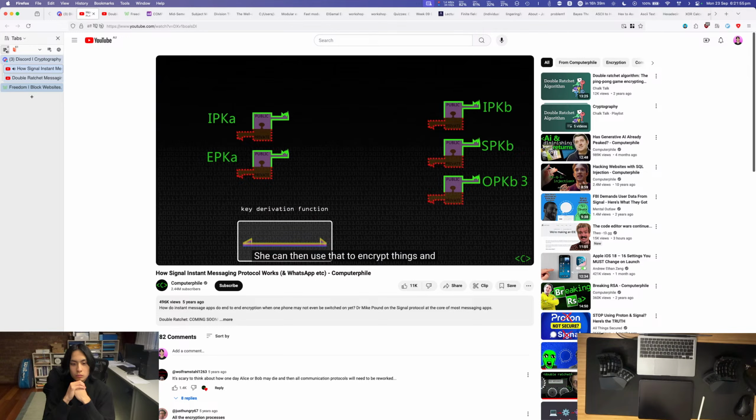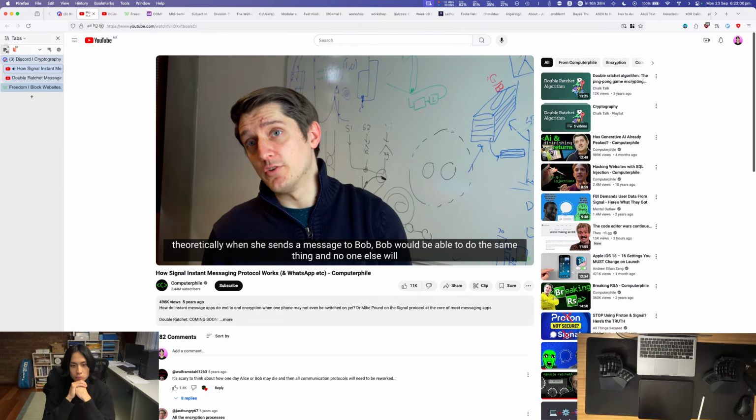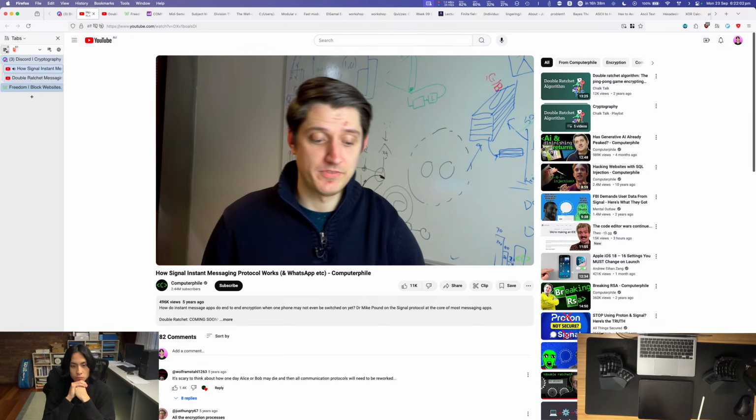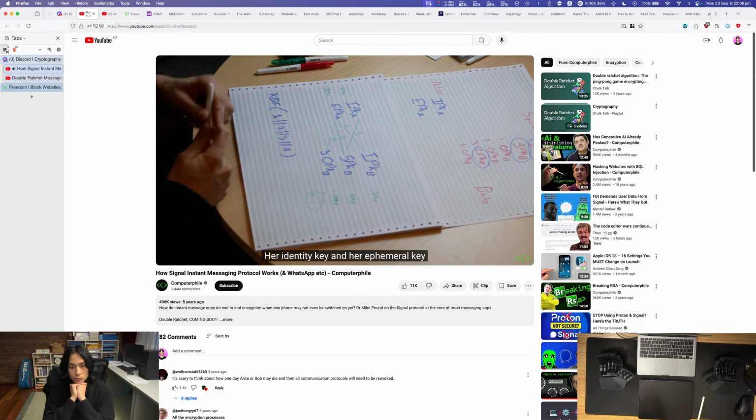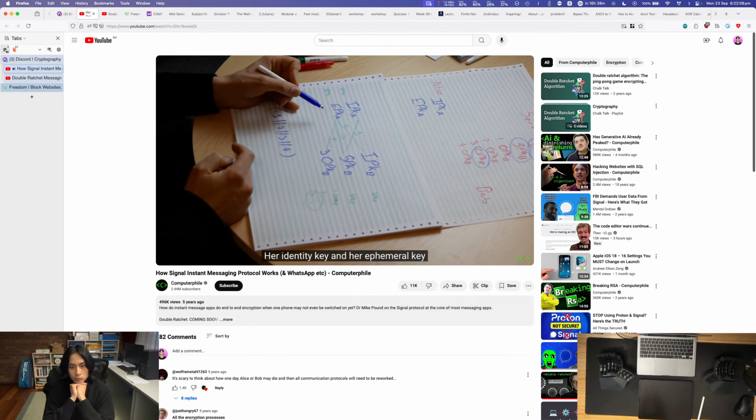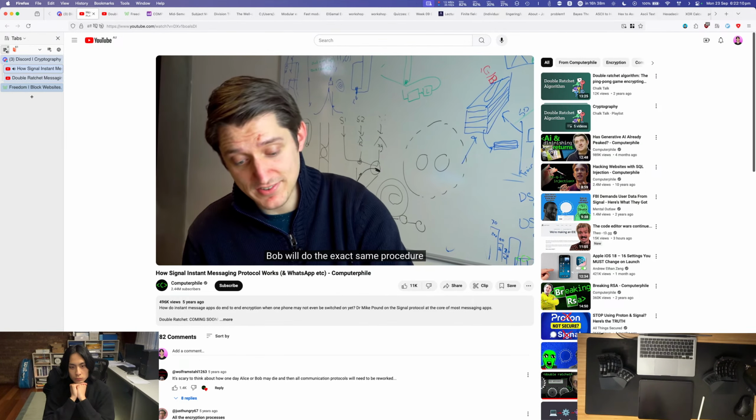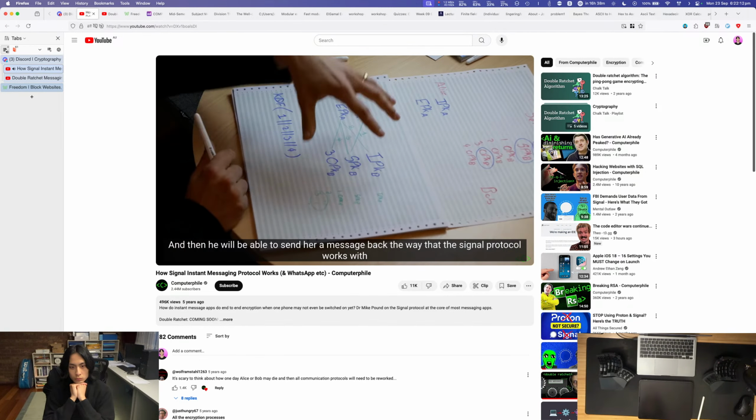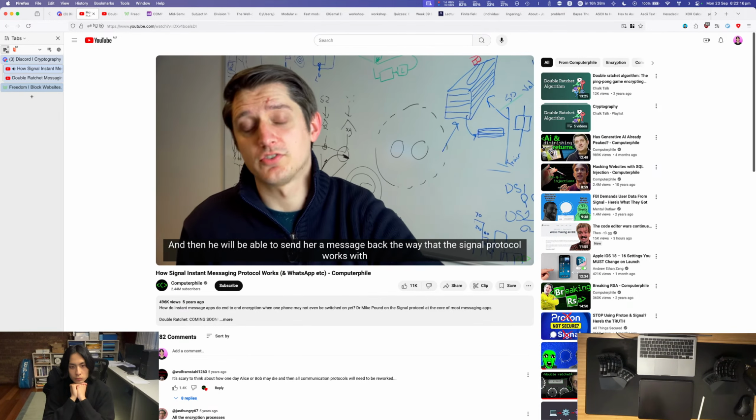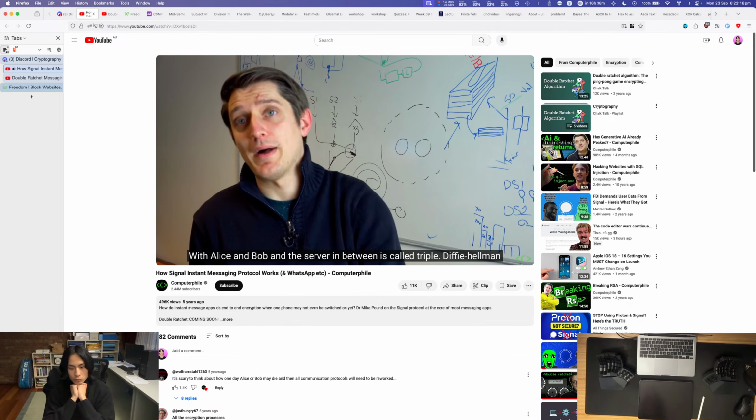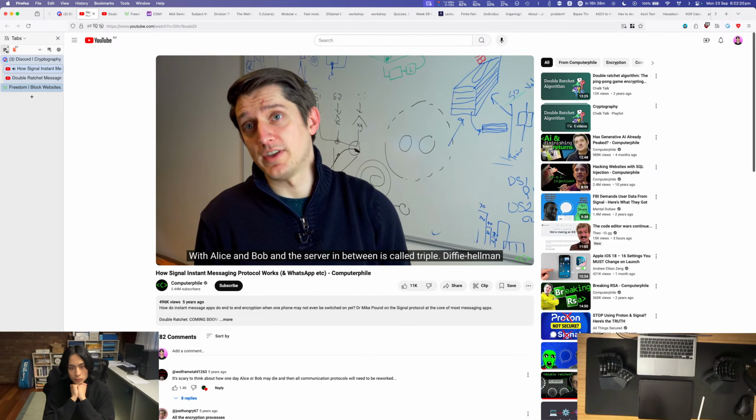She can then use that to encrypt things, and theoretically when she sends a message to Bob, Bob will be able to do the same thing, and no one else will. So she'll send a message including something encrypted, her identity key and her ephemeral key. Bob will do the exact same procedure, and then he will be able to send her a message back. The way that this Signal protocol works with Alice and Bob and the server in between is called triple Diffie-Hellman.